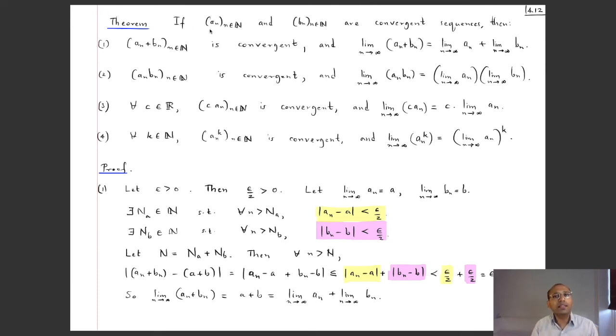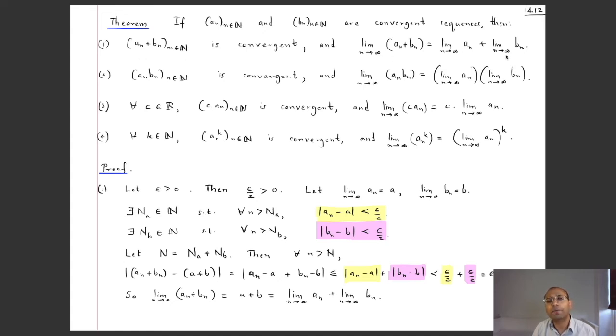So this theorem says that if a_n and b_n are convergent sequences, then the following is true. The first statement is that if I take the term-wise sum of these two sequences, so I take the new sequence whose nth term is given by the nth term of this sequence plus the nth term of this sequence, and you add them up, that's the nth term of this new sequence. That's sometimes referred to as the term-wise sum. So that new sequence is also convergent, and in fact the limit of this new sequence is the sum of the old limits.